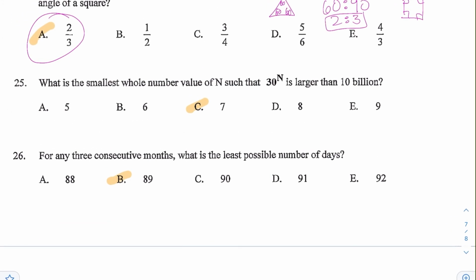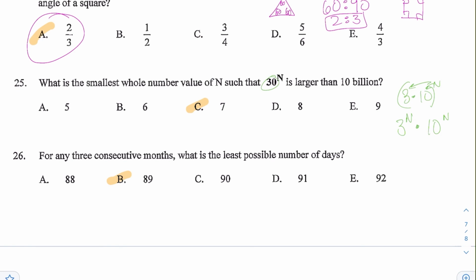Next, for number 25, what is the smallest whole number value of n such that 30 raised to the n power is larger than 10 billion? So you want powers of 30 that will give you something that's larger than 10 billion. And from here, you can actually turn this 30 into 3 times 10. And when you raise both of them to the n, you can distribute this n. So this is really 3 to the n times 10 to the n.